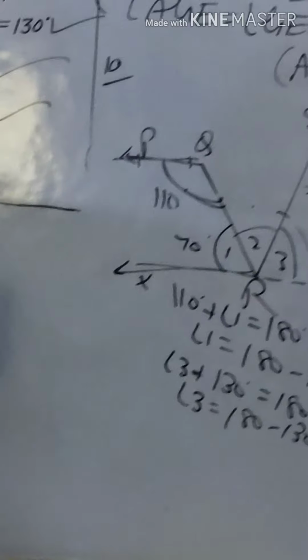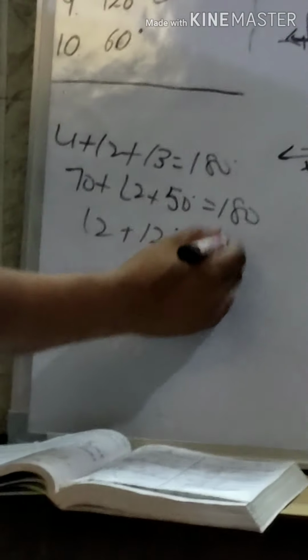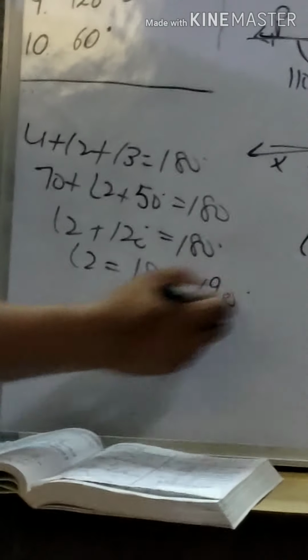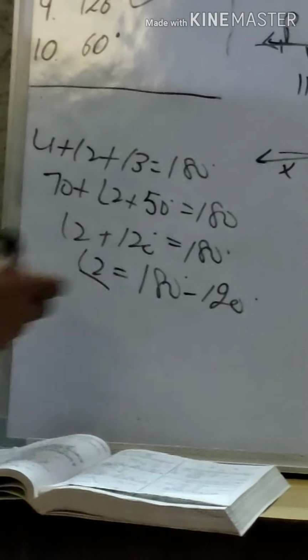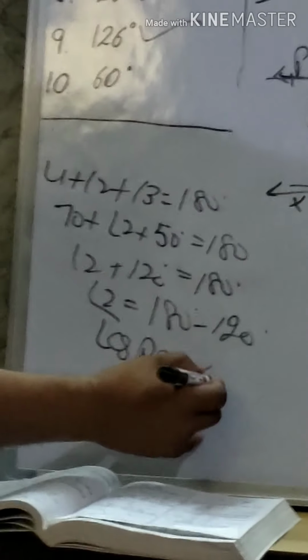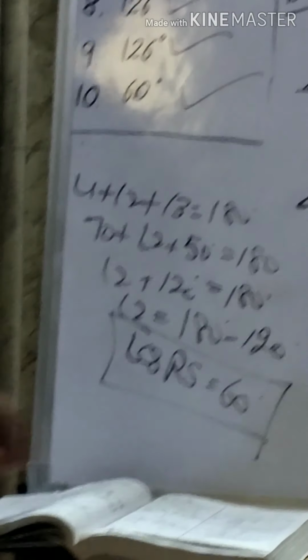Now this angle, it is a straight line. So angle 1 plus 2 plus 3 is equal to 180 degrees. This is 70, angle 2 you have to find out, and this is 50 degrees. So angle 2 plus 120 is equal to 180. So angle 2 is equal to 180 minus 120. Angle 2's name is QRS. So this QRS is equal to 60 degrees.